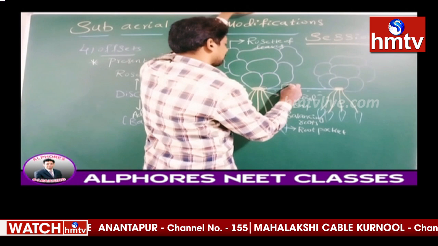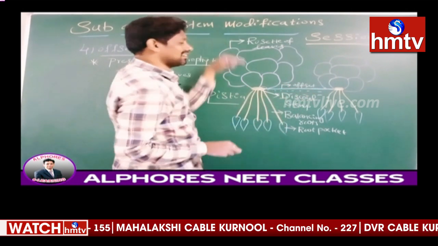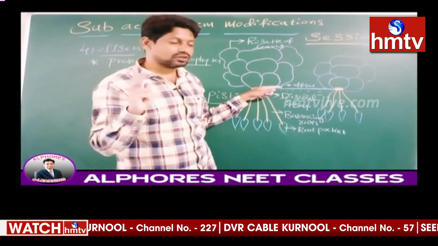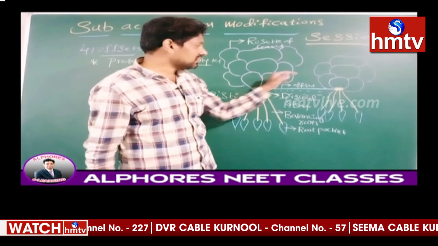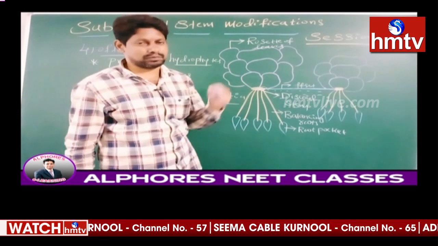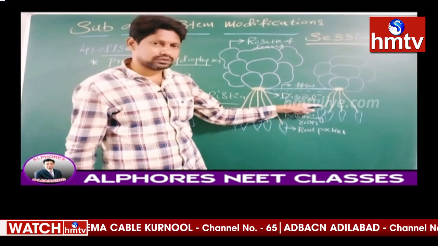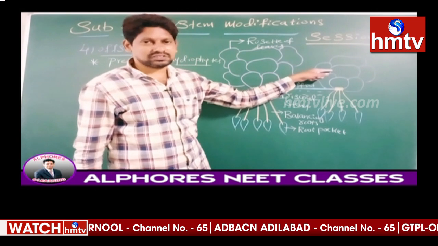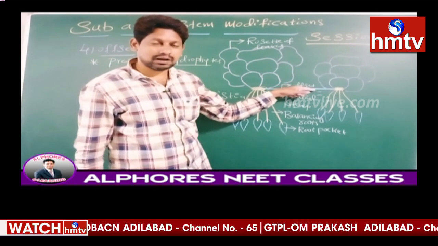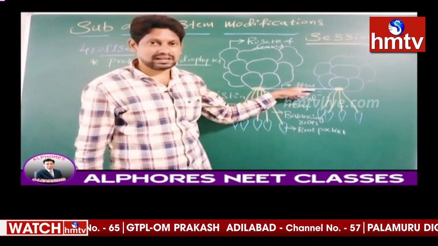This lateral branch is called an offset. What is this lateral branch called? An offset. What is the length of this offset? Two nodes, one internode. When this offset breaks, it develops into a new, independent plant. Because at this end, what are present? Roots are present, as well as leaves. Therefore, when an offset breaks, it can develop into an independent plant. Okay, right?